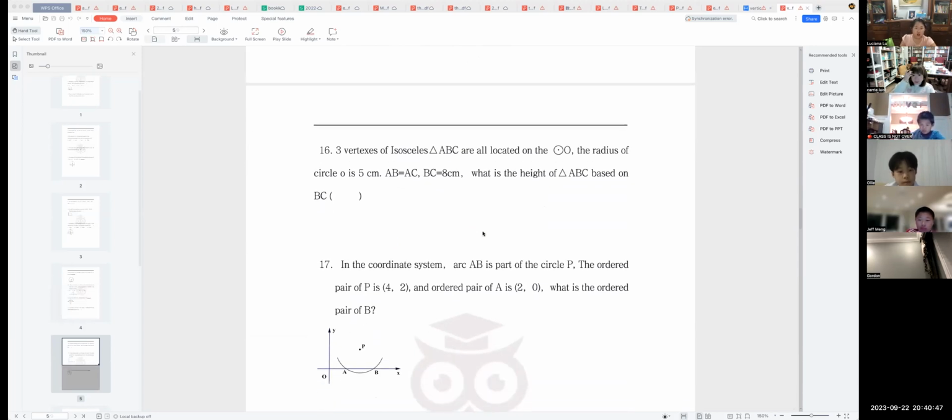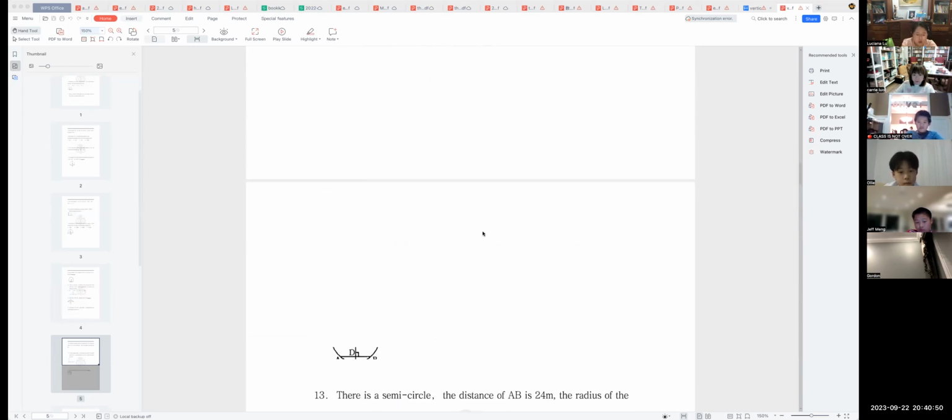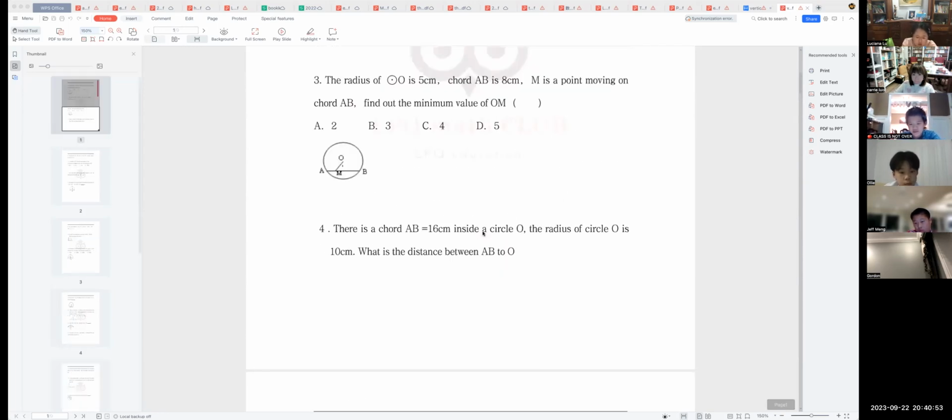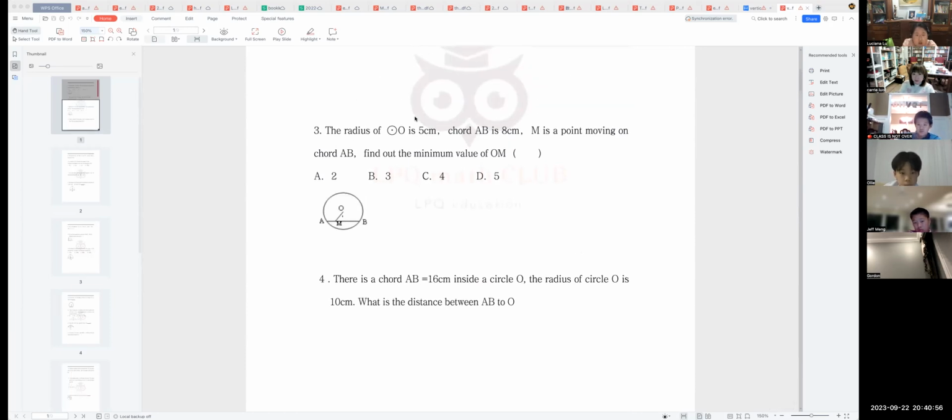So let's go back to the earlier number 2 and number 3. The radius of circle is 5 centimeter. Chord AB is 8. M is a point moving on chord AB. Because this question is different, this M is going to move. So when M is changing, look at the distance OM: when M is together with OA, OM is the longest, right? So you find out when is the shortest distance?